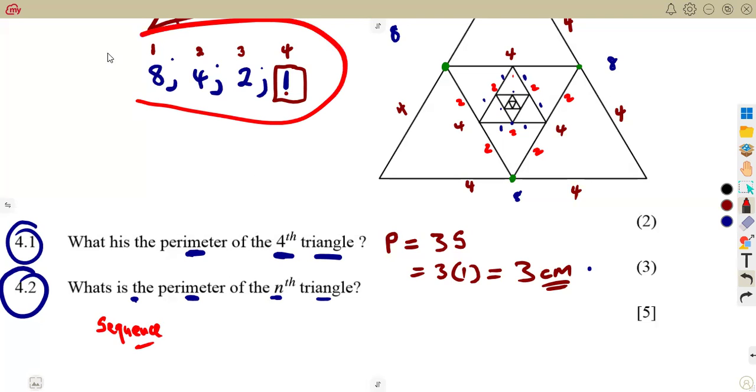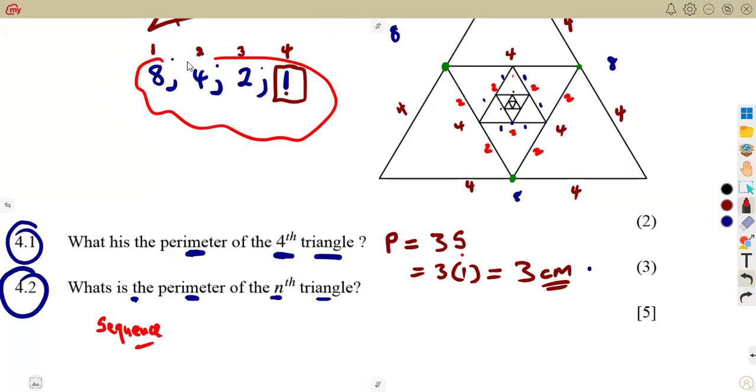This one, guys, remember here we are talking of the sides of a triangle. The sides, 3 times s. These are sides. It was a sequence which was formed from the sides of a triangle. To say if the first one has got 8 centimeters, the second one is going to be 4 centimeters, 2 centimeters. So the fourth one has got 1 centimeter.